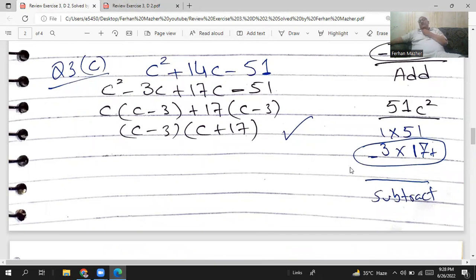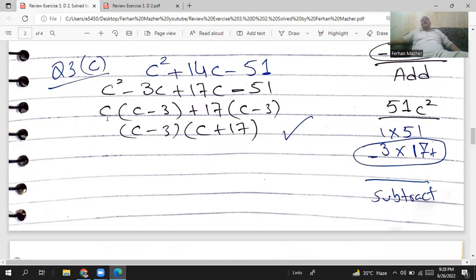So by subtraction, we have to write that pair which by subtraction will give you 14, and we want positive 14. In subtraction, we give different signs. One is given positive sign, the other one is given negative sign. So 17 and 3 is the pair which can by subtraction give you 14. Because you want positive 14 answer, so with the larger number I will write positive, and with the smaller number I will write minus. So you have c square minus 3c plus 17c minus 51.